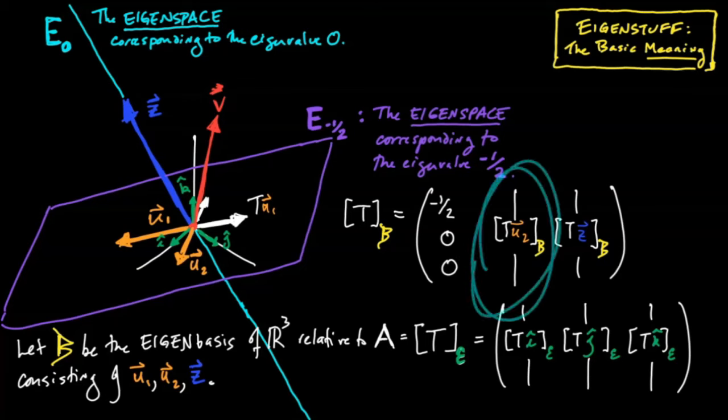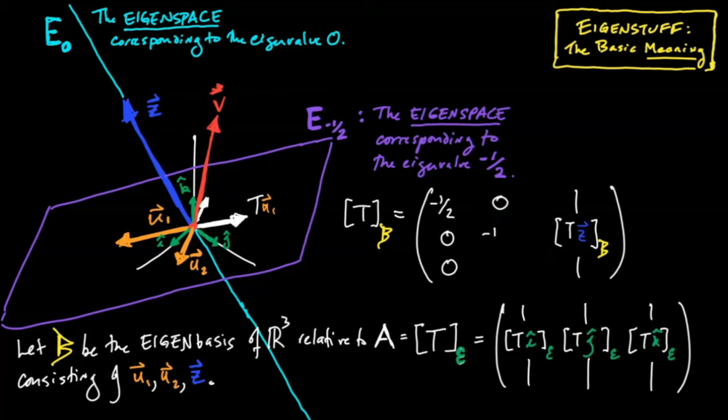Good. What about the second column? T of U2. What's that? Here's U2. That's an eigenvector with eigenvalue -1/2. So T of U2 is just this vector, which of course is -1/2 of U2. What are its B coordinates? Its coordinates relative to the eigenbasis? It lies along one of the eigenvectors, U2. So to get there, of course, we take 0 steps in the U1 direction, -1/2 a step in the U2 direction, and 0 steps along the third axis, the Z direction. That was easy. What about the third column?